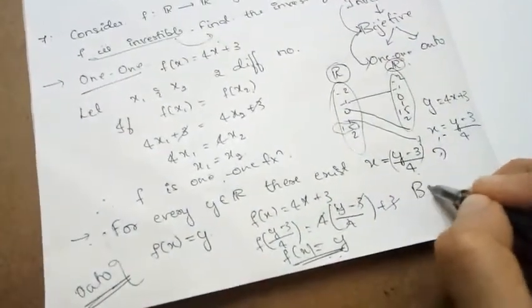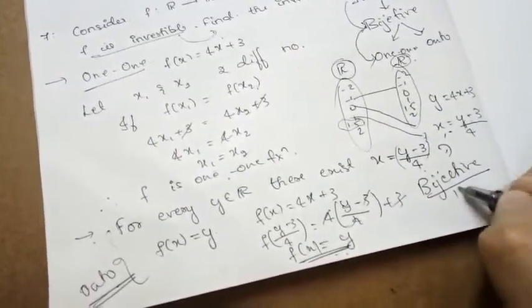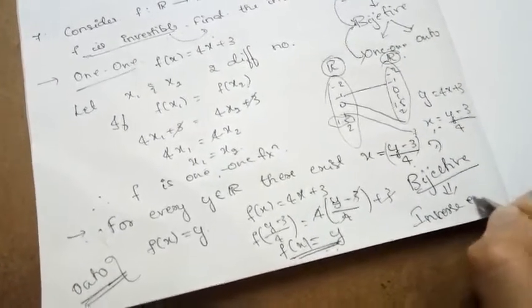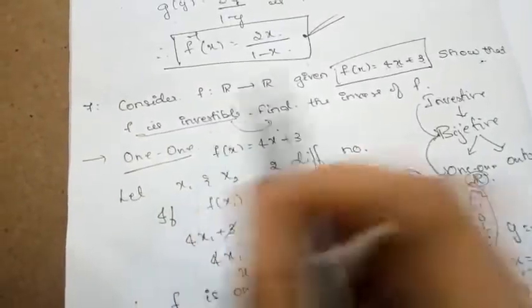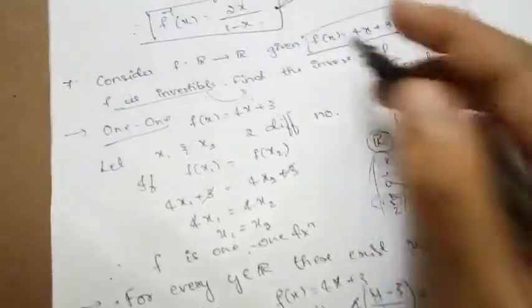The function is now a bijective function. Since the function is bijective, what does that imply? The inverse exists. So it is an invertible function. Since it is an invertible function, we can say the inverse exists. Now we need to find the inverse of that function.